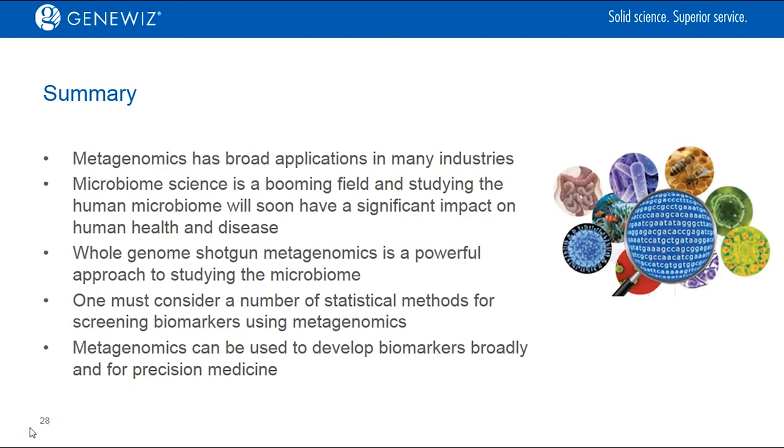Whole genome shotgun metagenomics is a powerful approach to studying the microbiome and really is the gold standard now that NGS technologies have become more cost effective. One must consider a large number of statistical or machine learning approaches for screening biomarkers using metagenomics. And finally, metagenomics can be used to develop biomarkers broadly and specifically in human medicine.